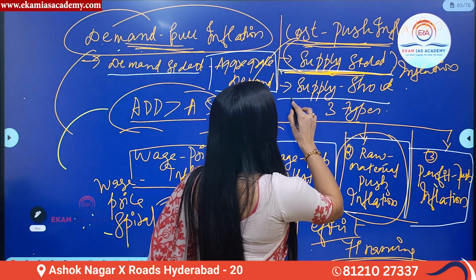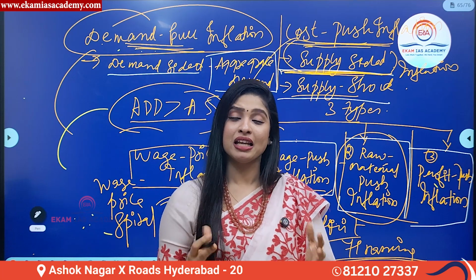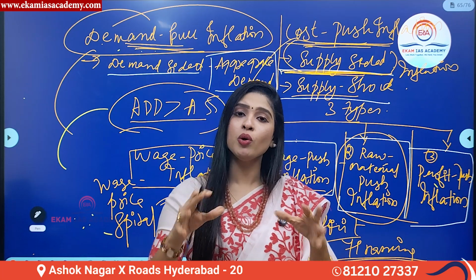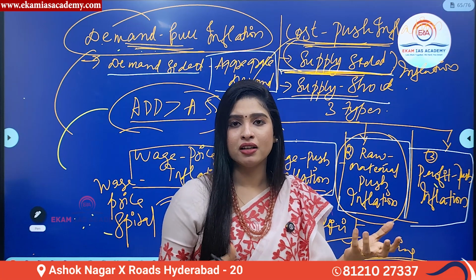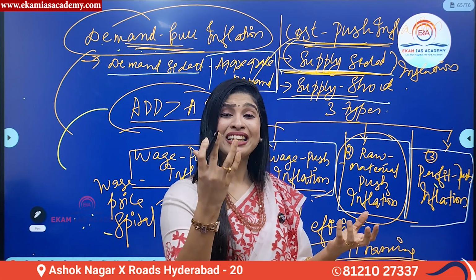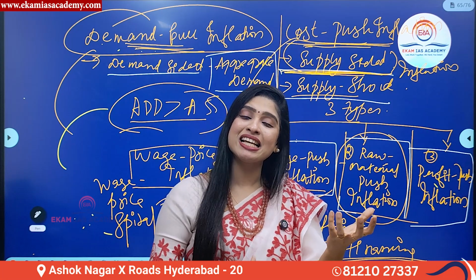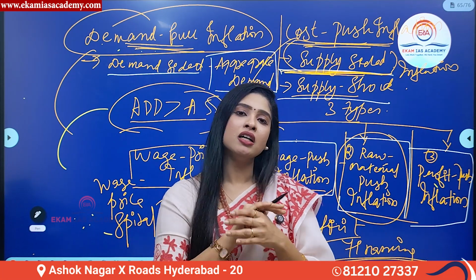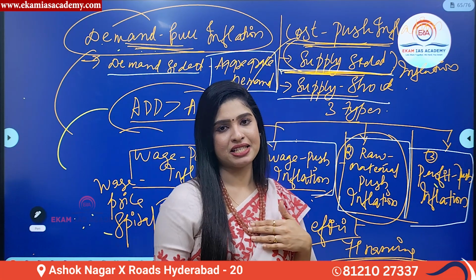Why? Because to produce any commodity, what is a basic thing? Raw material. Even though we have labor, land, and money, without raw material, can you produce? No, that is a basic thing. If the price of the foundation or the basic thing increases, automatically, compulsorily, the price of the final product also increases. Is it clear?